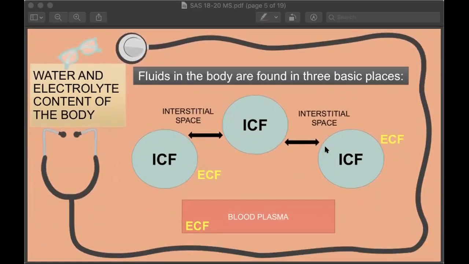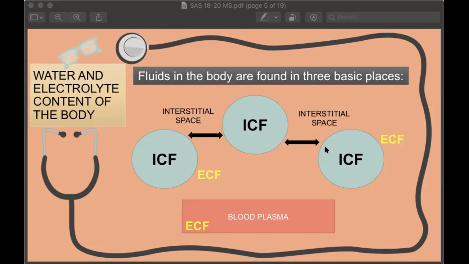Okay, this is just a quick review from your biochemistry class as well as anatomy and maybe nutrition class. The water and electrolyte content of the body. So the fluids in the body are found in three basic places. As you can see here in our illustration, the three circles there are actually the cells. And you can see there's ICF, there's ECF, and interstitial space, as well as blood plasma. So we're going to discuss them one by one.